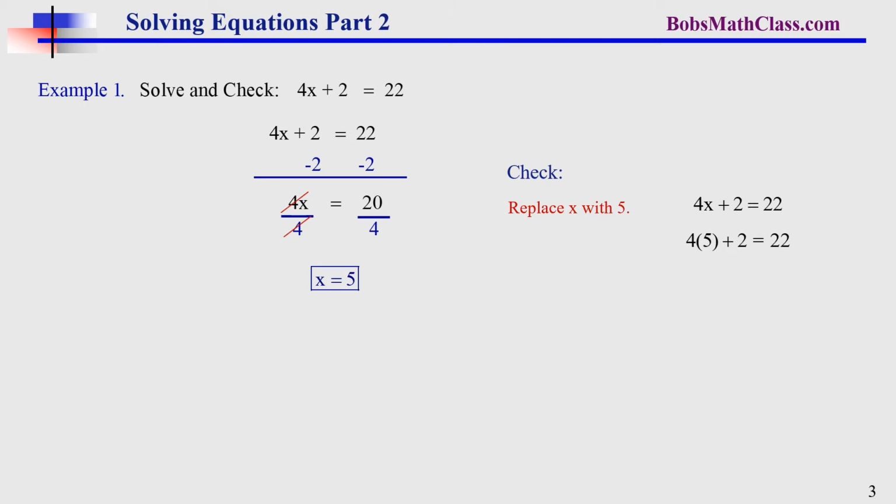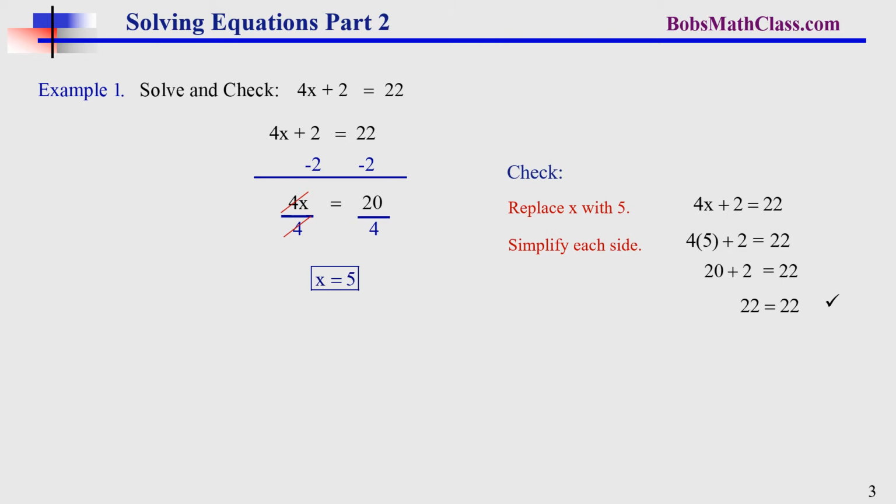But we're going to use the order of operations to work out the left-hand side. So 4 times 5 is 20. And then 20 plus 2 is 22. So our answer is correct. Okay, so that's how you do a check.